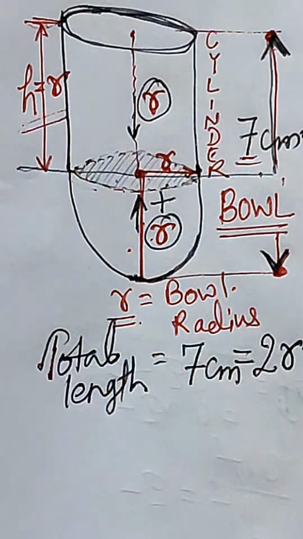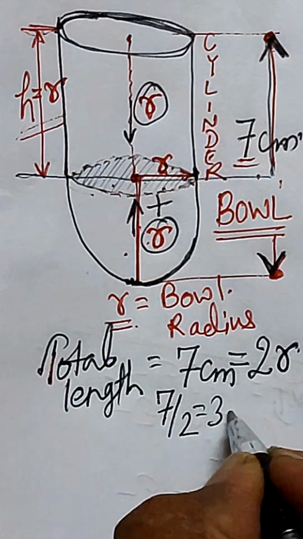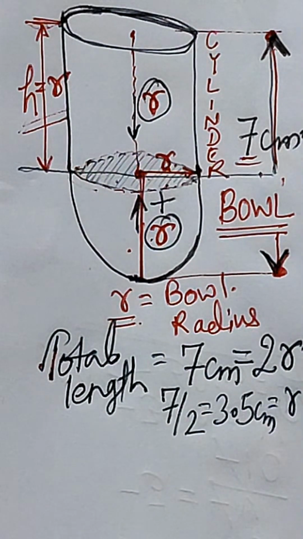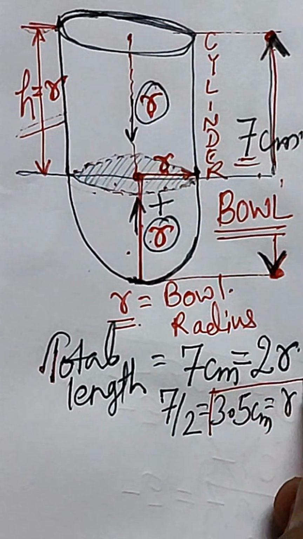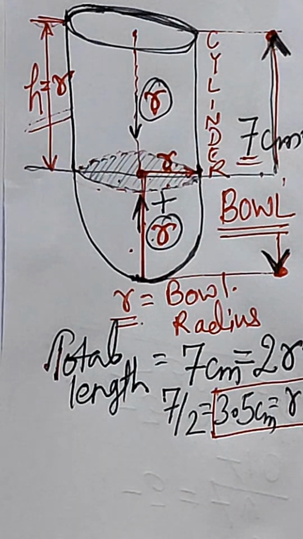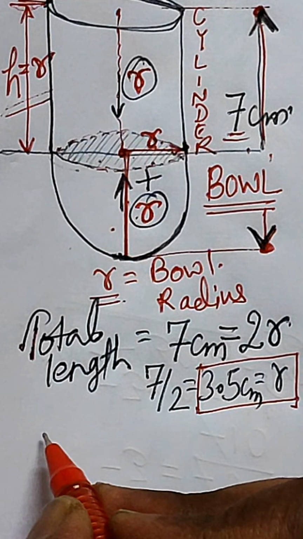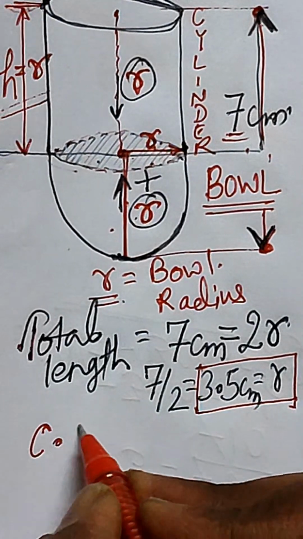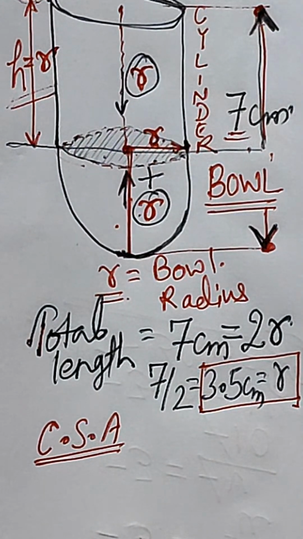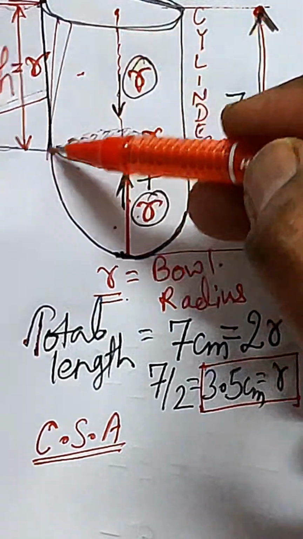Now this will give you the value of r as 7 by 2, or 3.5 centimeter. So the length of the radius is calculated. Now we need to find the curved surface area, CSA. I am just putting the abbreviation for the curved surface area of this cylinder, this portion.